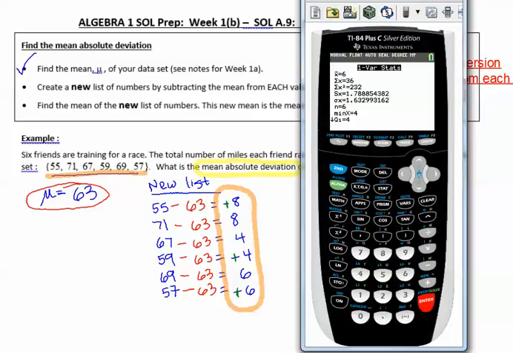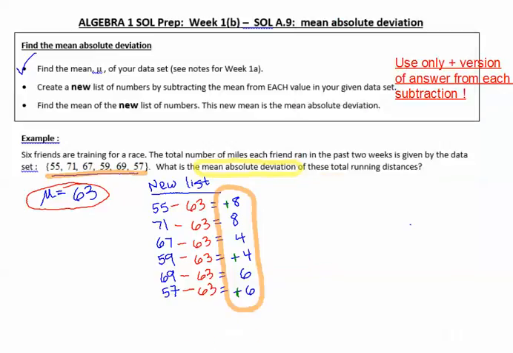the first X bar is going to be your new mean. But it's not a mean anymore, it's a mean absolute deviation. Here's your final answer.